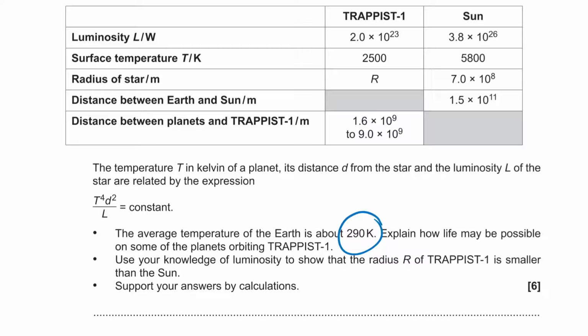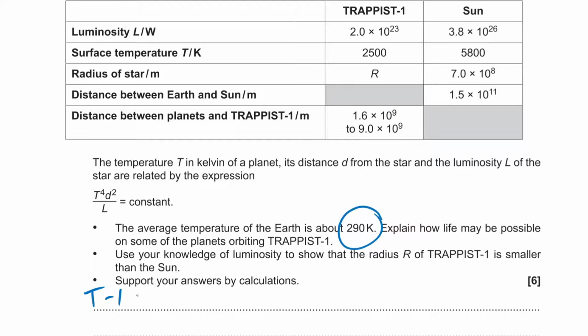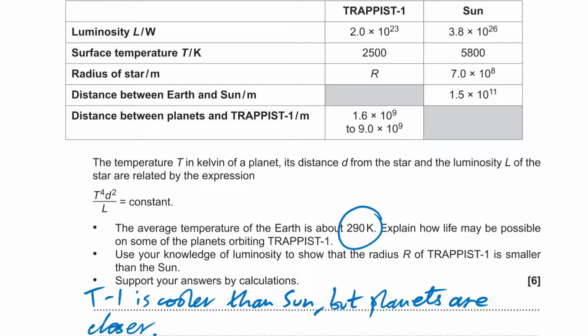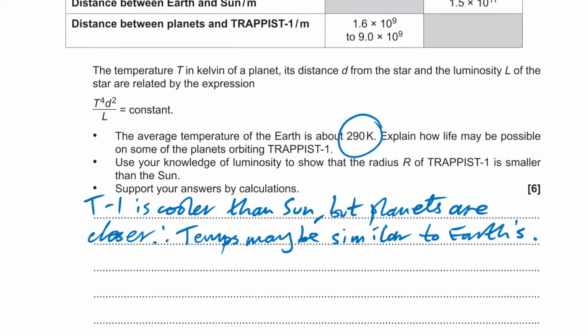Goodness gracious me. So, first thing we can say is that TRAPPIST-1 is cooler than the Sun, but the planets are closer. Therefore, temps may be similar to the Earth. To be fair, the mark scheme does say for life to exist, temperature isn't the only factor. There's a million other things. So we're told that the temperature is given by that equation.